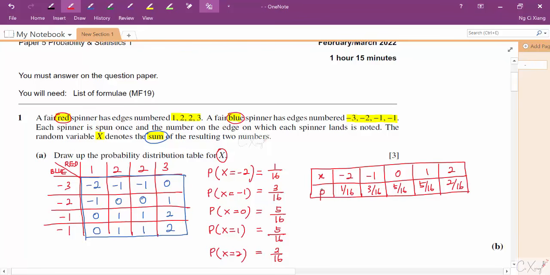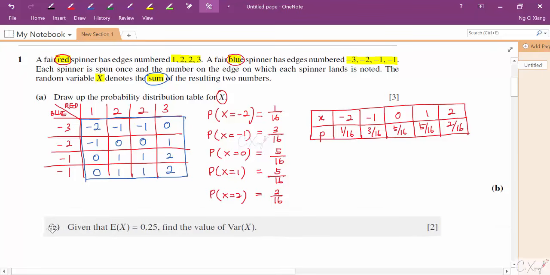If we want to double check whether our answer is correct, you can do a simple check: add all the probabilities together and see whether they equal 1. If it equals 1, then very likely your answer is correct. But if you get an answer which is not equal to 1, that means 100% your answer is wrong. This is a simple step for us to check the values we get for the probability part. Now we go to part B.